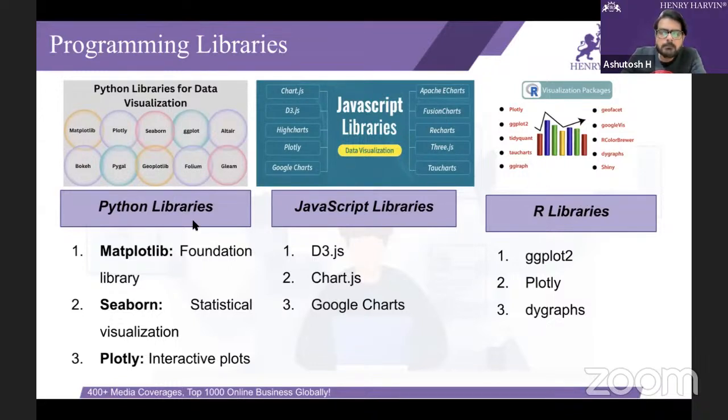And when we are talking about various libraries in Python which are being used for data visualization or graphical representation, we are having Matplotlib. We are having Seaborn, which is for the advanced graphical visualization. We are having Plotly for the interactive plots. In R, the packages we are having for the graphical representation are ggplot, plotly, and dygraphs.